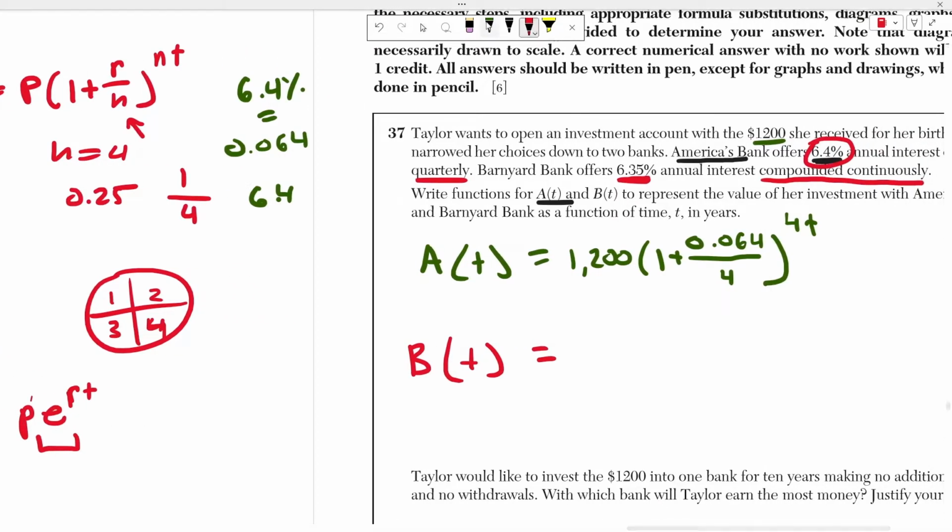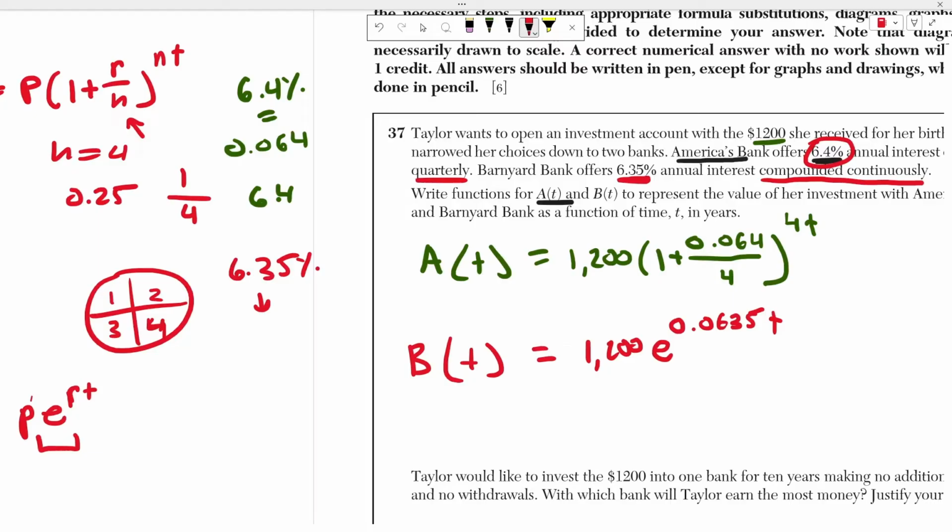So again, she invested the same amount of money initially, which is $1,200. We're going to multiply that by E raised to the power of 0.0635 times t, which is the amount of years that pass by. Why did I use 0.0635? Because again, that's 6.35% converted into a decimal.